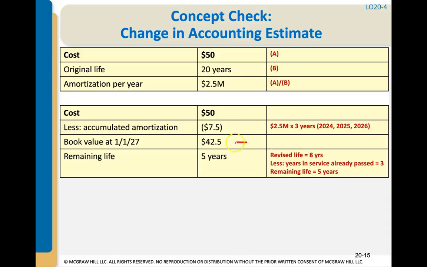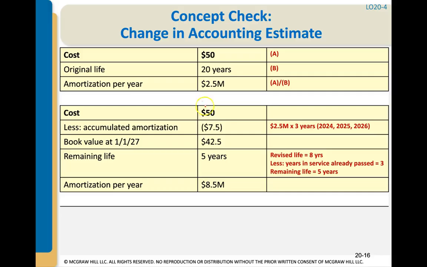We're going to take our net book value on 1/1/27 and divide it by the remaining useful life that this patent has. The revised life was 8 years, but we've already amortized it 3 years, in 2024, 25, and 26. So it has a remaining useful life of 5 years. So I'm going to take my book value on 1/1/27, divide it by my remaining life of 5 years, which gives me a new amortization expense to record of $8.5 million.